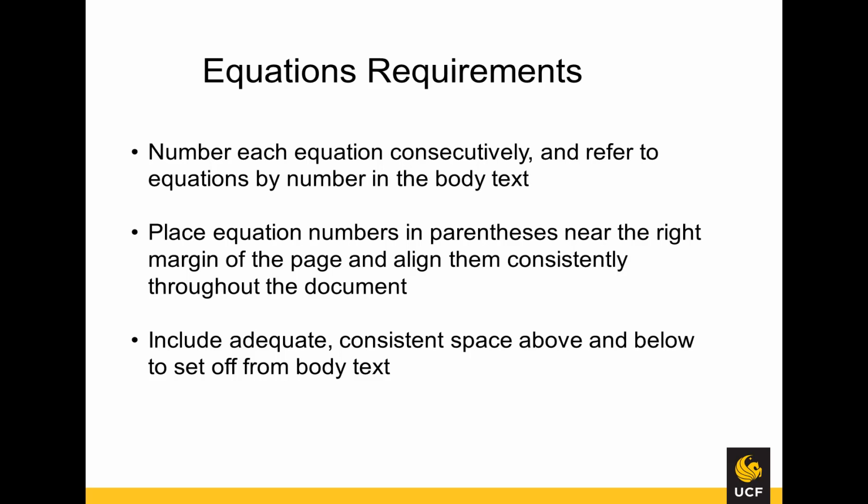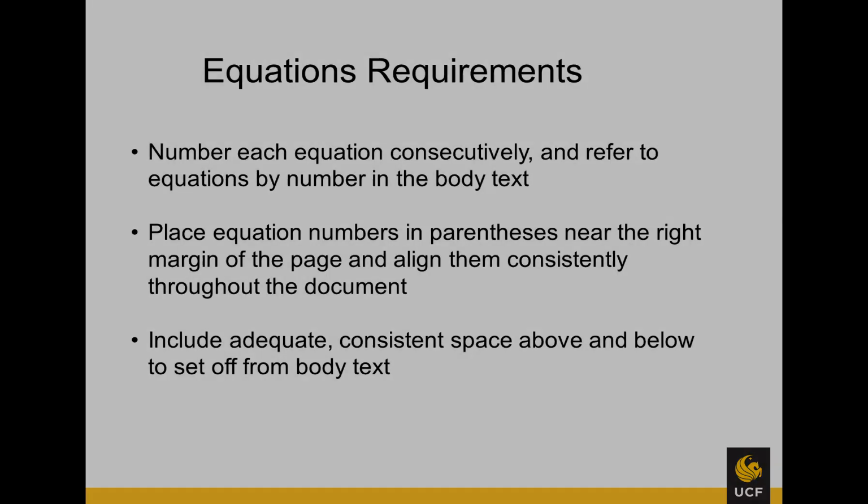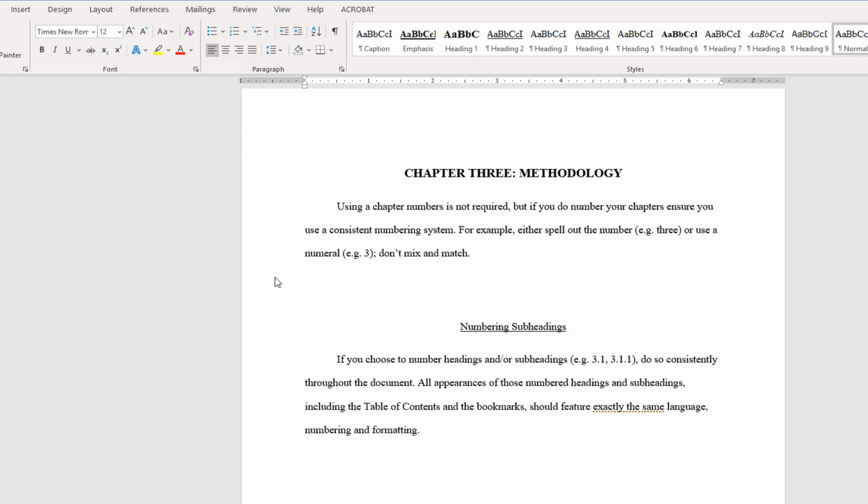Equation numbers should be placed in parentheses near the right margin and aligned consistently throughout the document. Each equation should also have adequate and consistent space both above and below to set it off from the text. Within the Word document, turn on the Show Hide All Formatting button to reveal any pre-existing formatting.